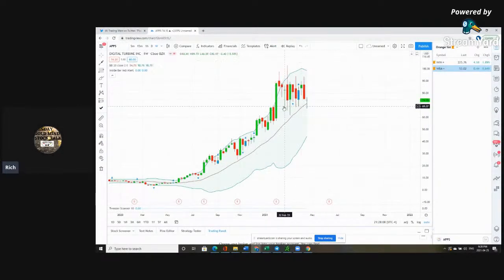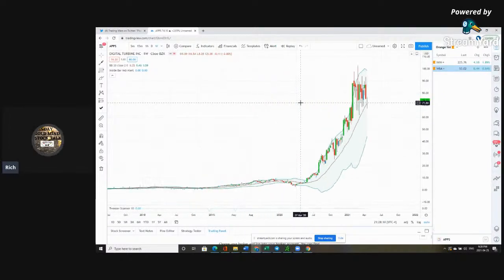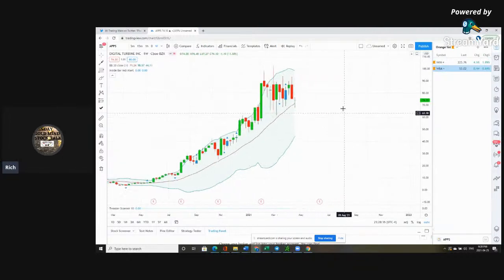So right here, weekly Digital Turbine holding on the 20 EMA. This is a very bullish pattern. We're consolidating and basing. So what I would do here is this hammer bar, if we can get above, that's definitely a possibility to break into all-time highs. If we start pulling back, we could look for support back in this area.